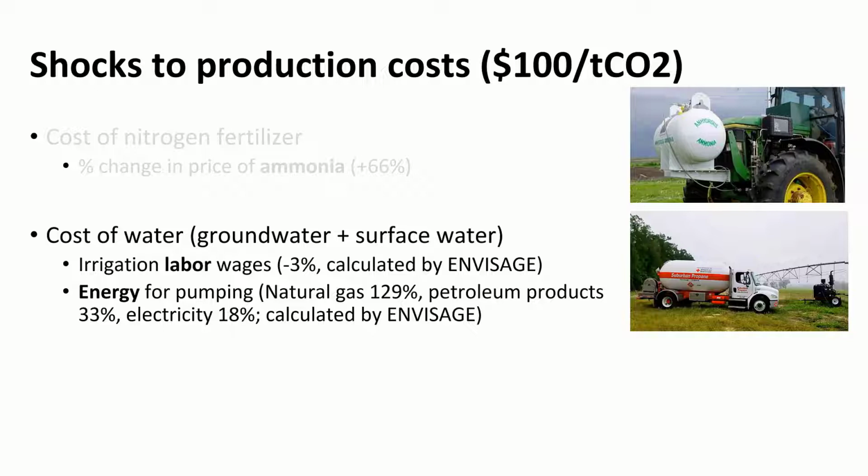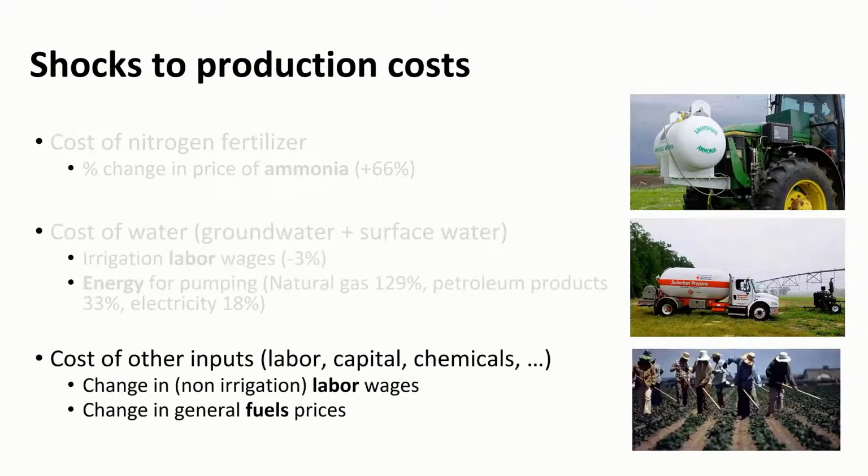So those price changes, you can see here, these are the price changes associated with the $100 carbon pricing. You can see very substantial for natural gas. So that's another source of heterogeneity, not just are you using energy, but which type of energy are you using? There are other inputs that play a role, and we're getting those wage changes and other fuel costs from Envisage.